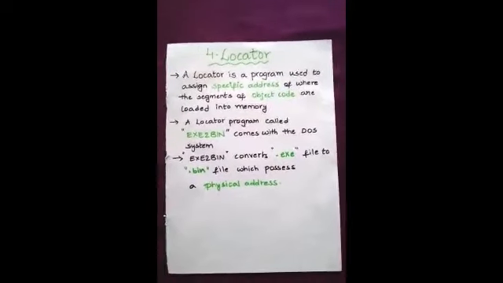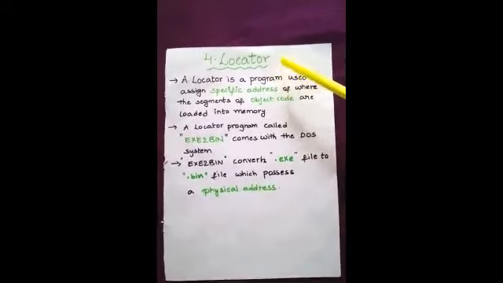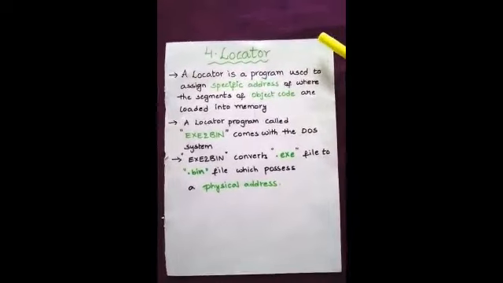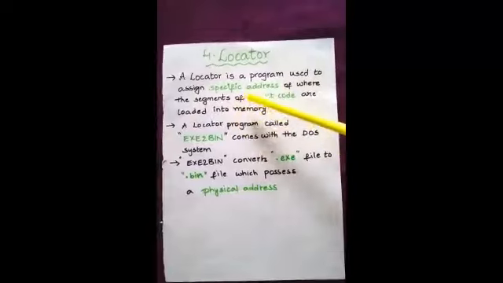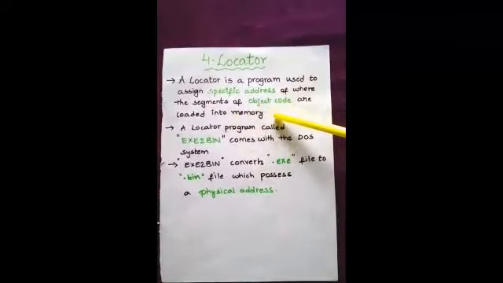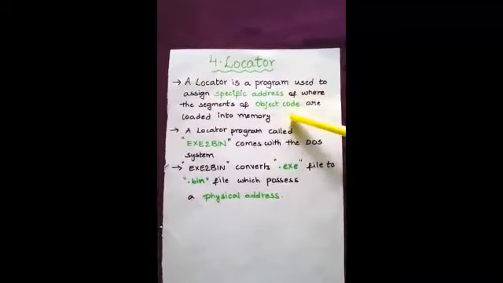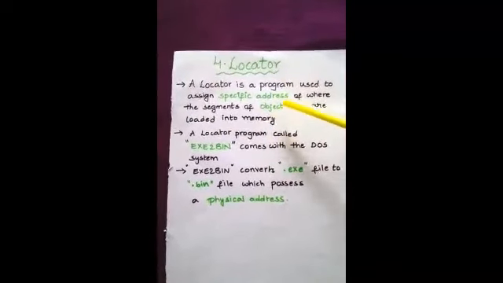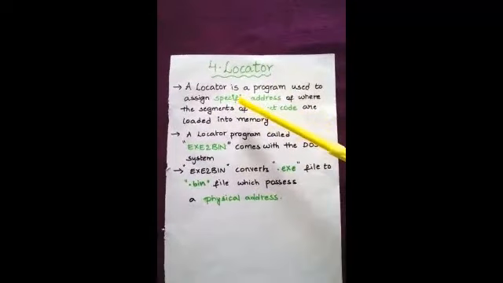The fourth assembly language program development tool is locator. The name itself shows that it locates something. So, a locator is a program which is used to assign specific addresses of where the segments of the object code are loaded into the memory. The contents in the object code are loaded into the memory and it should have a specific address. This address is pointed out by a program called a locator.